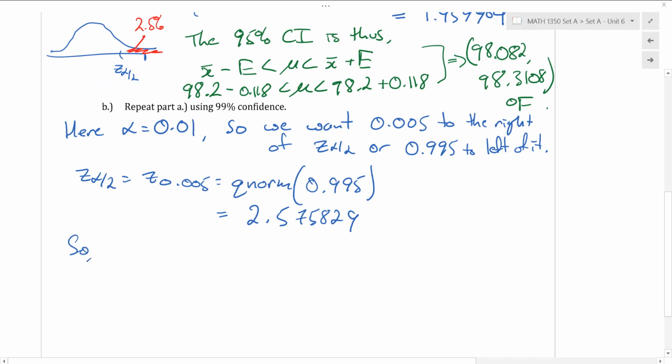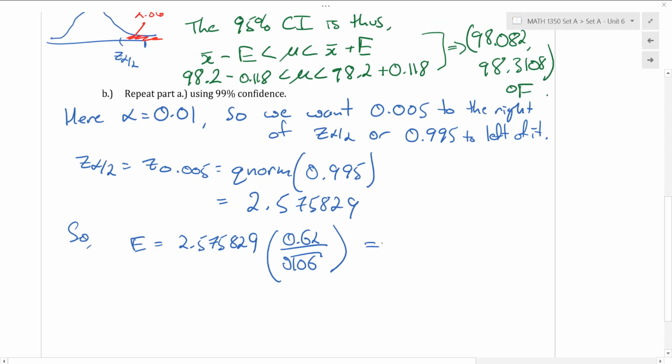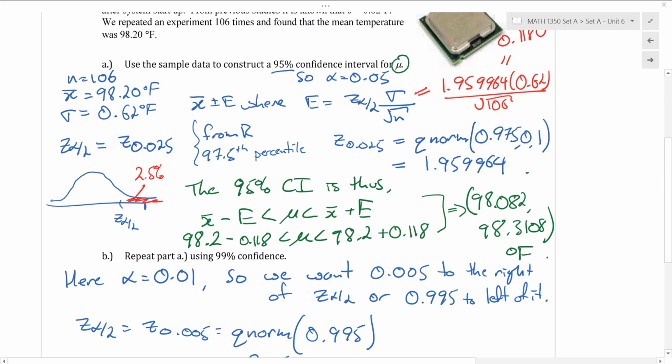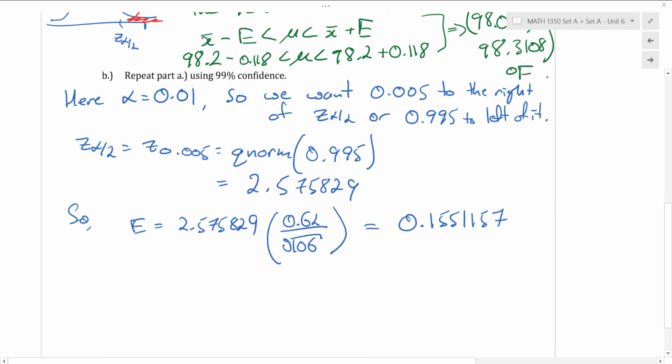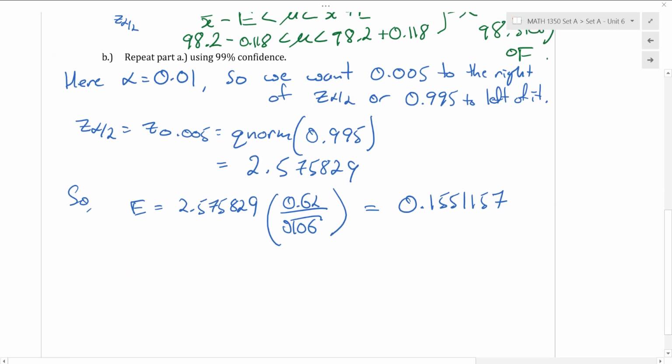With this in hand, we can go ahead and find our E using our similar formula from before. Square root of 106. And the value we get here is about 0.155. Let's take a look at the one previously. That was about 0.118. This is 0.155. So this one is definitely bigger, and so our confidence interval is going to be wider.